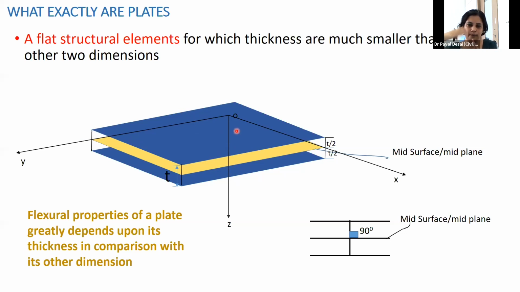So it is important that we first divide the plate into exactly two halves, and this middle surface has significance, and we will see later what kind of significance it has. Now, this thickness is always measured in the normal direction. Normal meaning 90 degrees.